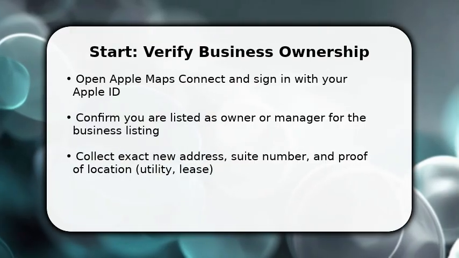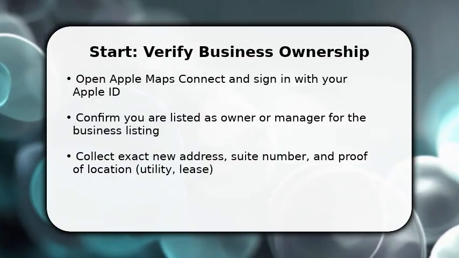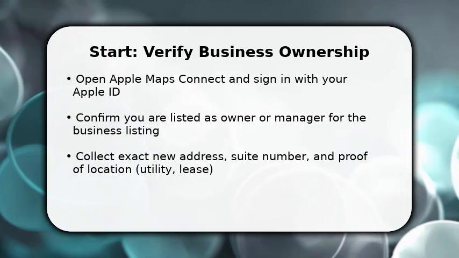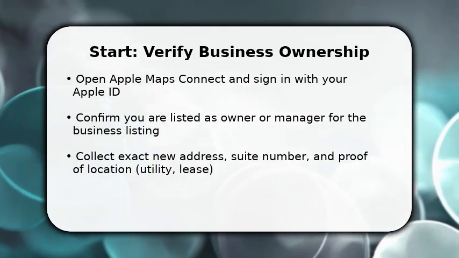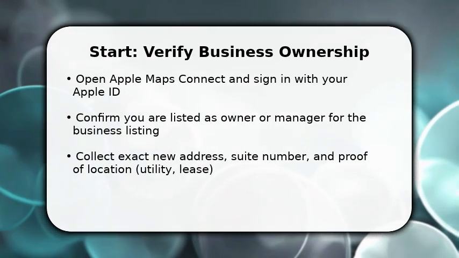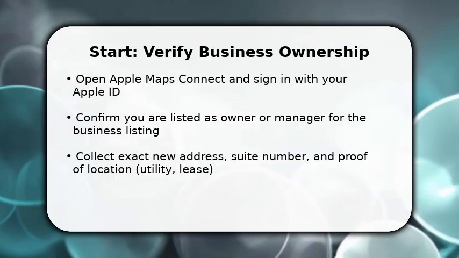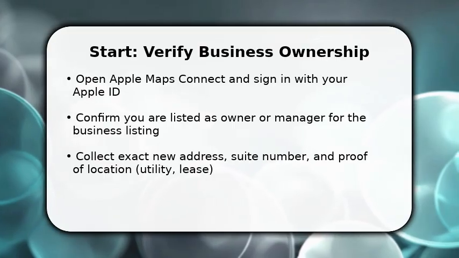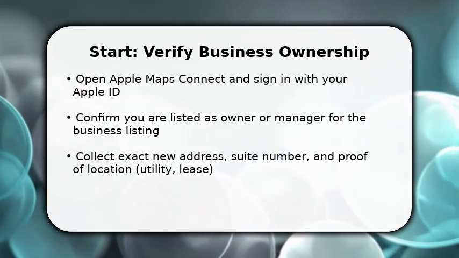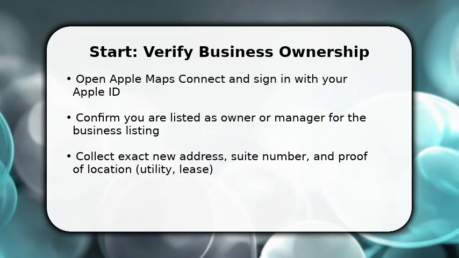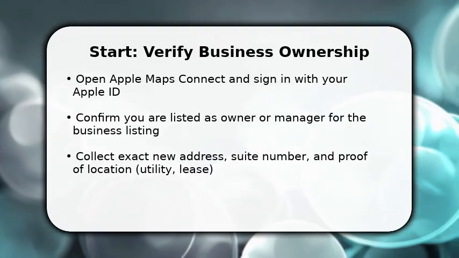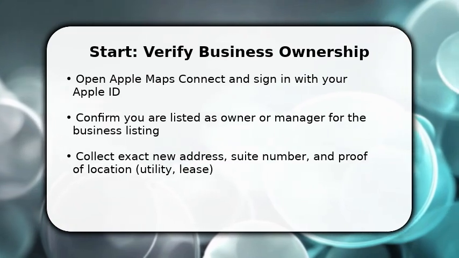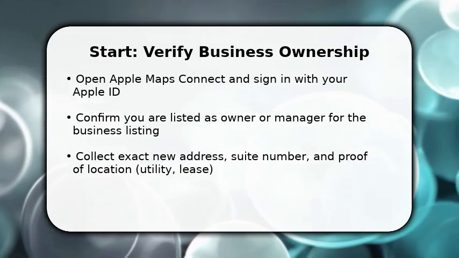You begin by confirming ownership in Apple Maps Connect, so your change will be accepted. Sign in with the Apple ID tied to the business, then locate your existing listing. Once done, prepare the precise new address and any supporting documentation, like a utility bill or lease, to prove the location. Make sure the business name and categories match what's already listed. Inconsistent names delay verification. You're already in the right place, so move on to edit the location details immediately.